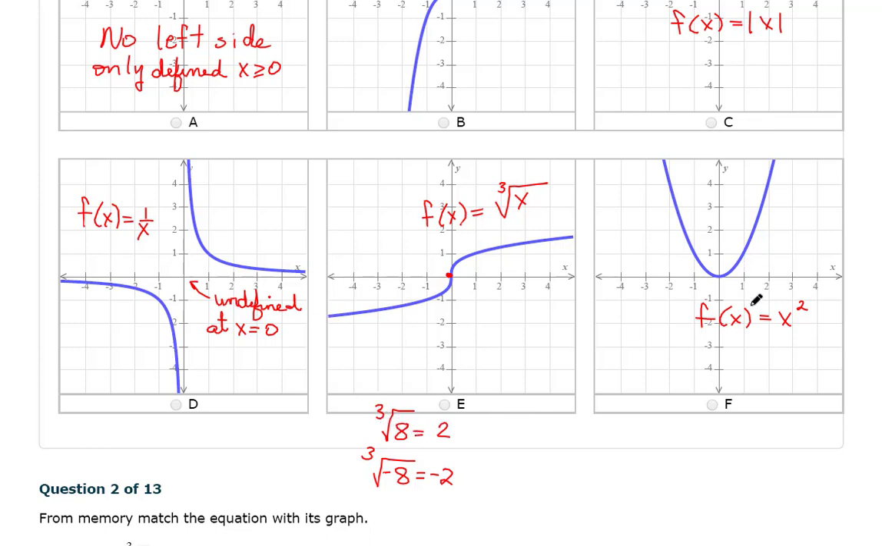And here we have f of x is x squared. X squared is a U shape. Both sides are up, and it goes through the origin as well.